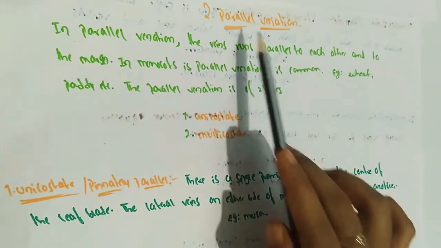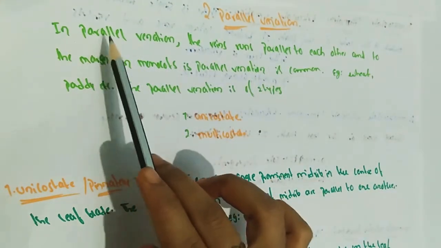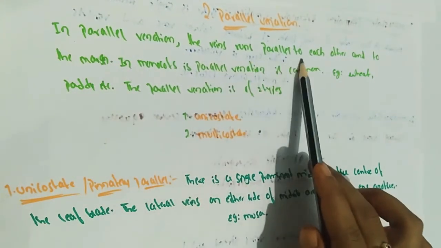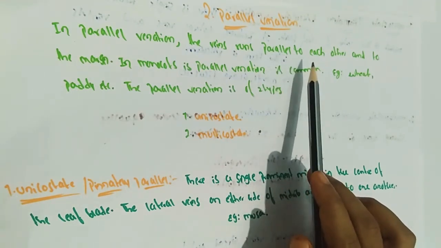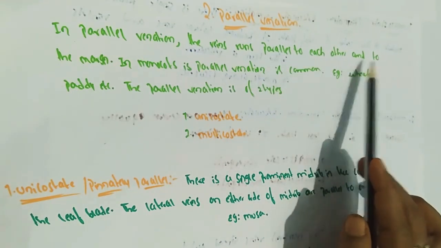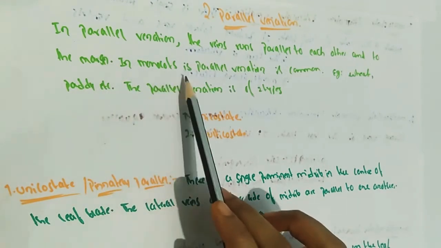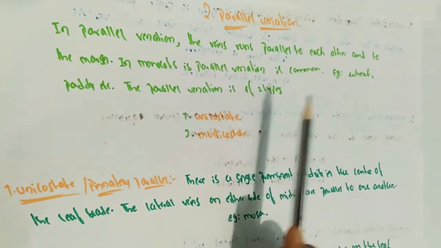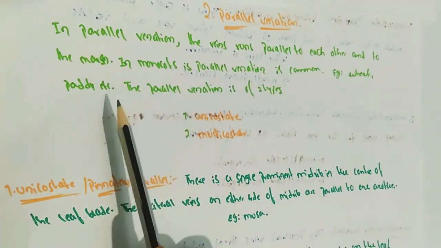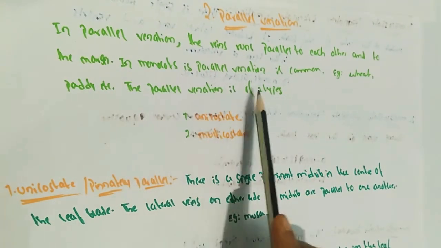Second type of venation, parallel venation. In parallel venation, the veins run parallel to each other and do not branch, and run to the margin. In monocot plants, parallel venation is common. Example, wheat, paddy, etc.